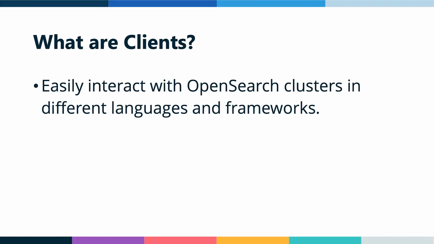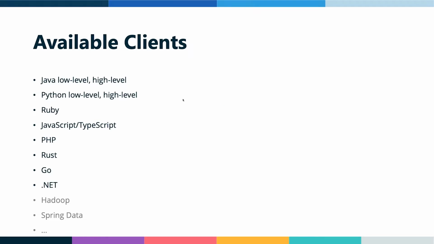Okay, so what are clients? Clients make it super easy to interact with OpenSearch clusters in various programming languages and frameworks. So instead of using HTTP methods and raw JSON, you can use the high-level methods available in the clients to do things like create an index or create a document. Currently we have about 9 language clients available. Not all clients are actually language clients, so we are also discussing framework clients like Spring Data. This is the current list of all the available language clients.